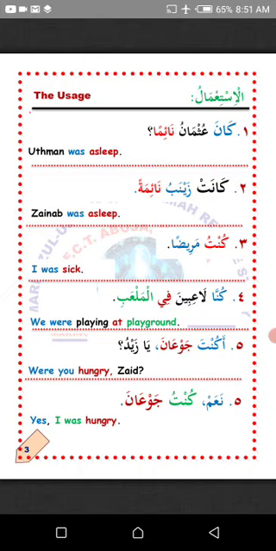Number 4: كنا لاعبين في الملعب. كنا لاعبين, we were playing في الملعب, at the playground. We were playing at the playground.